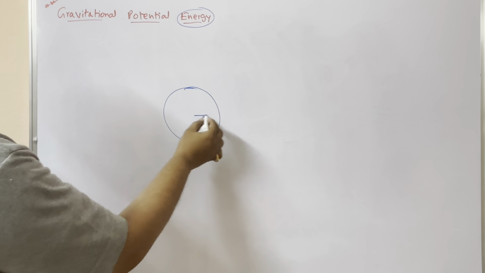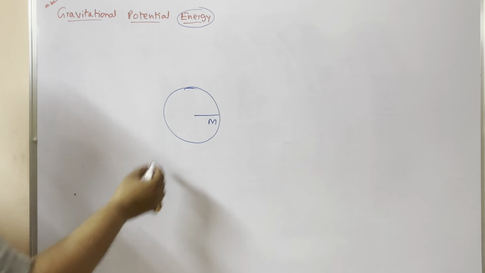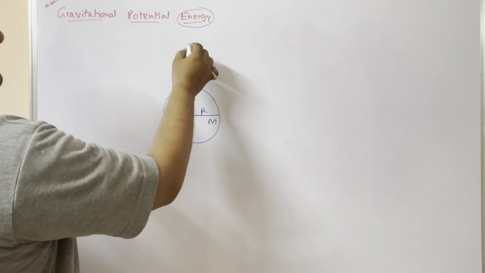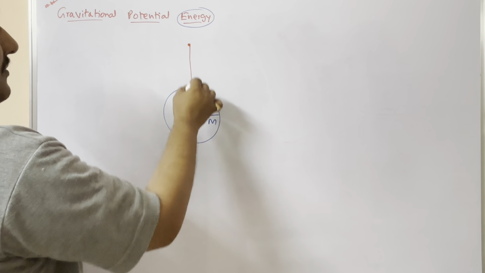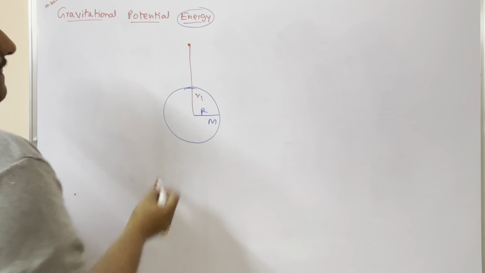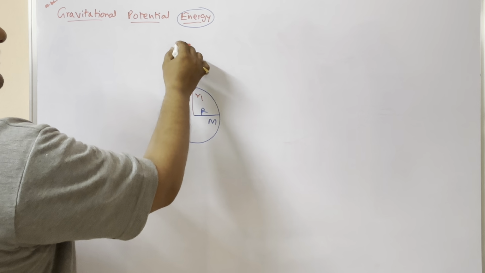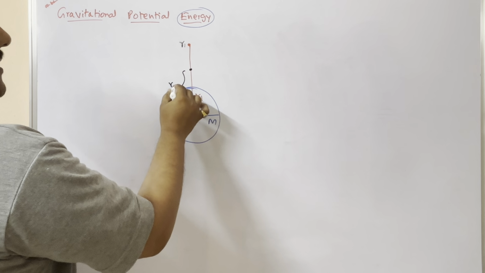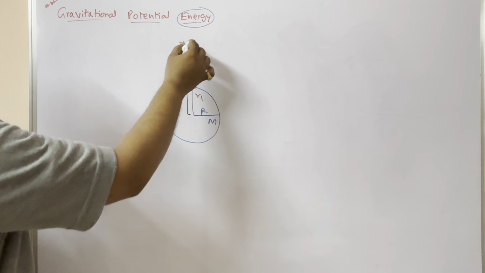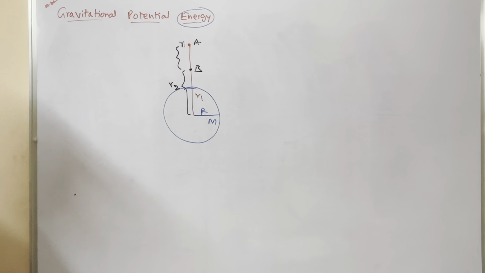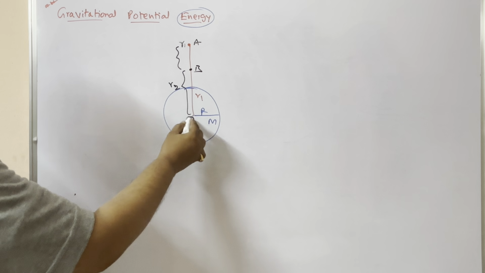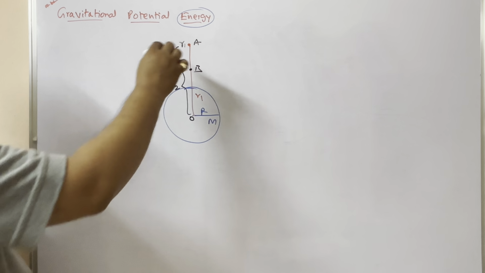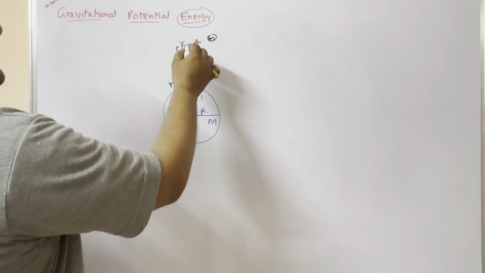So this is the planet, with the mass of the planet and the radius of the planet. If you are bringing an object from R1 to R2 distance, so from A to B. A is at a distance small r1 from the center, and B is at a distance R2. We are bringing an object of mass m from R1 to R2.